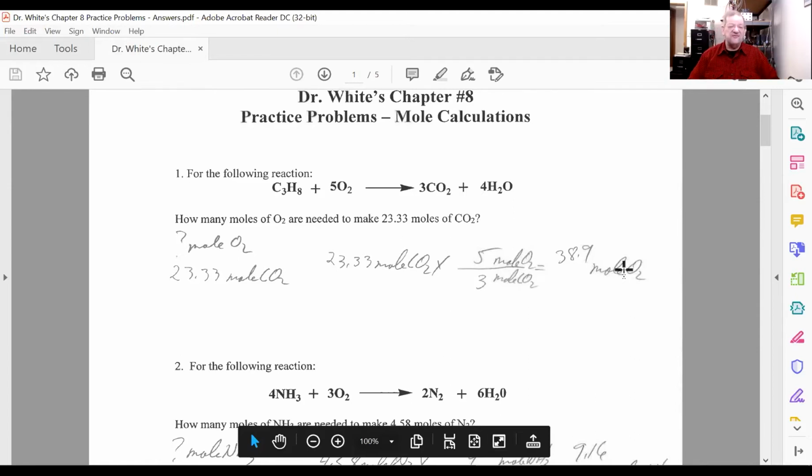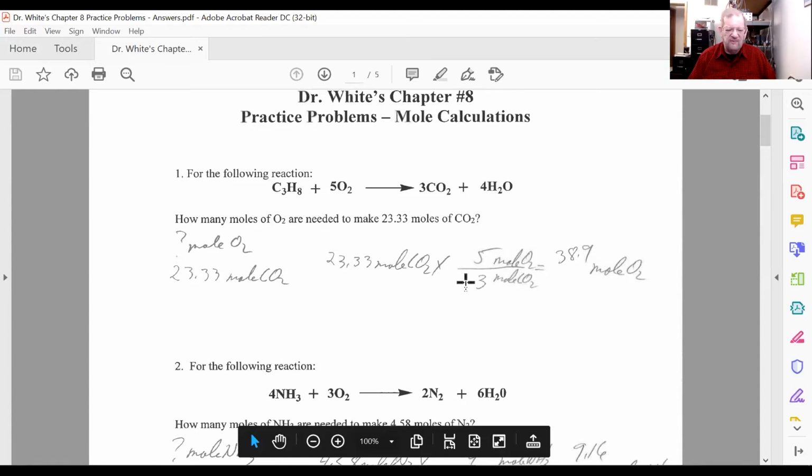Love it. And it has been my good buddy. Hopefully, it's your good buddy and good friend too. Whatever I'm trying to get to, the units go on top of this ratio. Whatever I'm trying to get rid of, the units go below. Notice moles of CO2 divided by moles of CO2 cancel out, and I'm left with moles of oxygen, my answer.